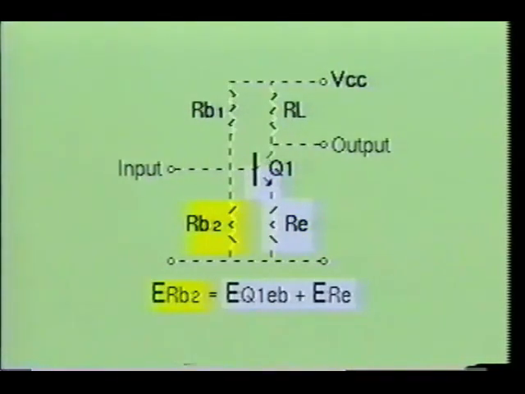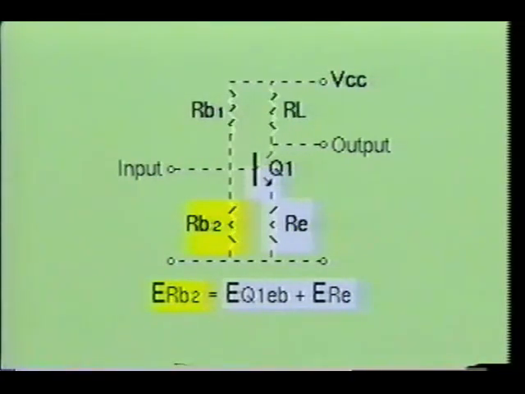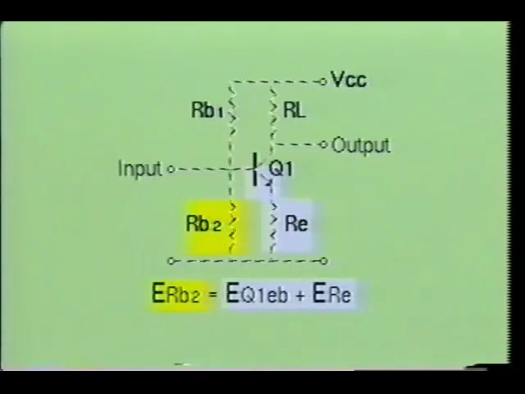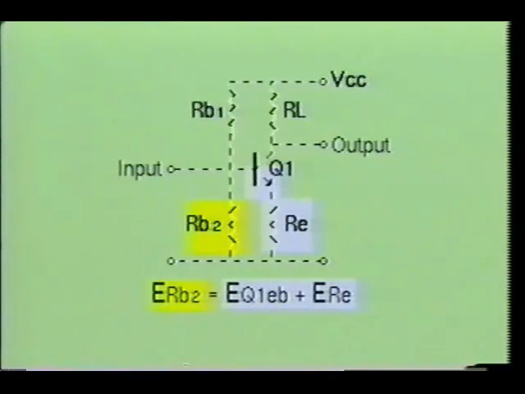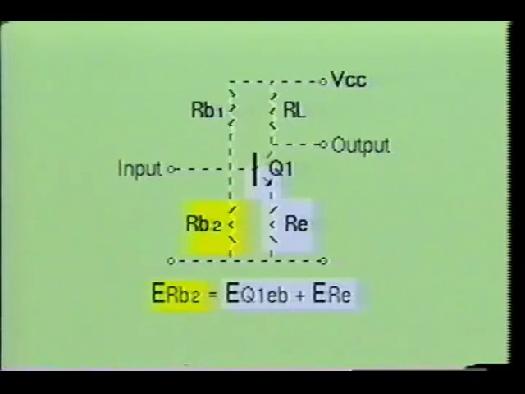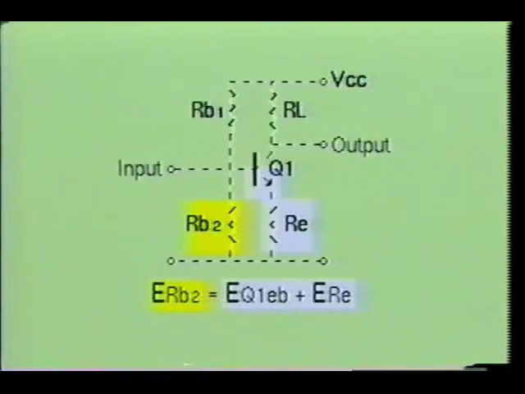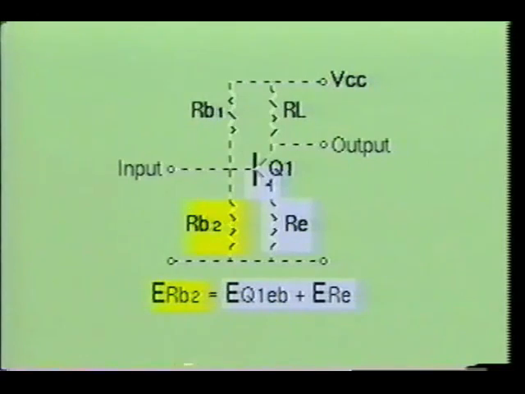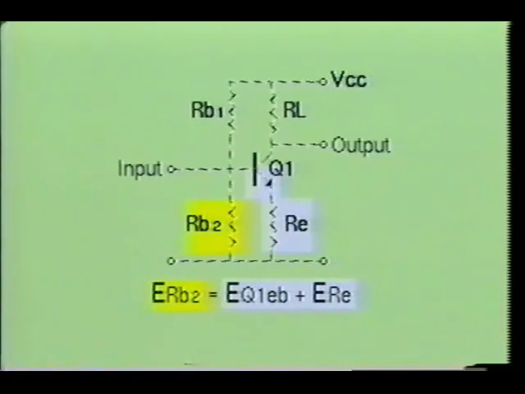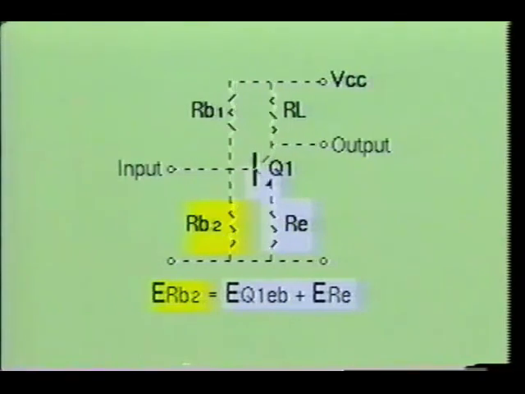The voltage drop developed across RB2 will equal the sum of the voltage drops across RE and the emitter base junction of Q1. The emitter base junction will normally have a 7/10 volt drop, therefore the voltage drop across RE will be 7/10 volt less than that of RB2. Care must be taken when choosing the values of RB1 and RB2 to ensure that changes in the transistor's base current do not affect the DC bias at the base.